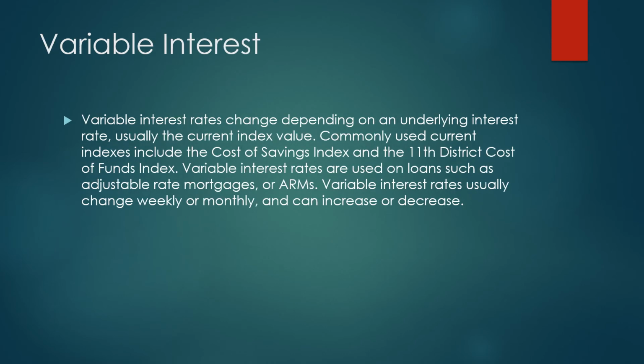Variable interest. Variable interest rates change depending on the underlying interest rate, usually the current index value. Commonly used current indexes include the Cost of Savings Index and the 11th District Cost of Funds Index. Variable interest rates are used on loans such as adjustable rate mortgages, or ARMs. Variable interest rates usually change weekly or monthly and can increase or decrease.